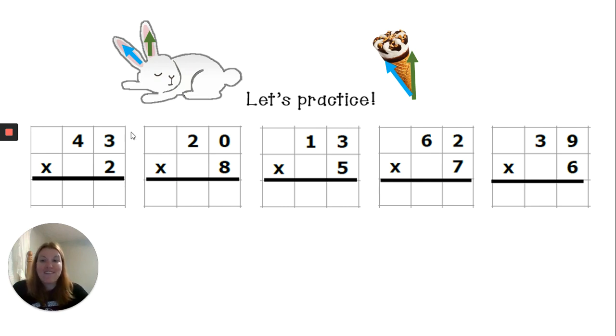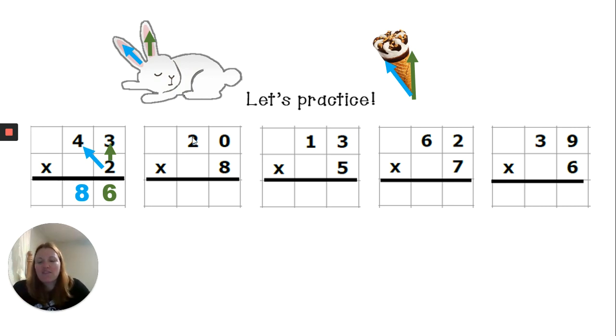So our first problem here doesn't have any regrouping. So it's really easy. When I multiply 2 times 3, that is just 6. And since it's just 6, it's a single-digit answer. I don't have to regroup. That's all I write. And then in my tens place, I have 2 times 4. 2 times 4 is 8. And again, there's no regrouping, nothing to add. Super easy problem, 2-digit answer, done.